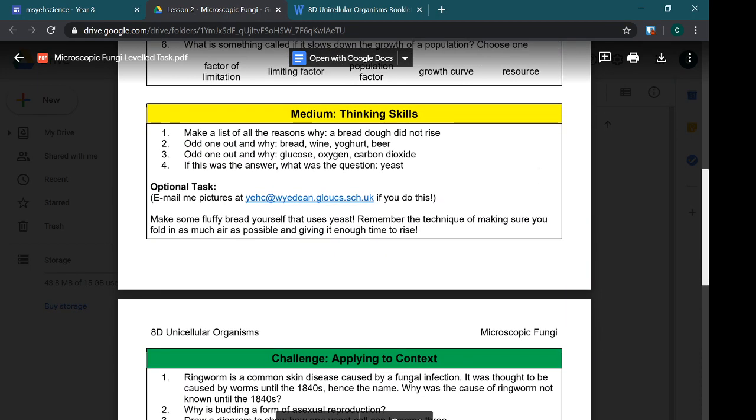And one thing that I would like you guys to do, and if you do this, make sure you send me a picture of what you've done, because I'll put it on Twitter. That'd be really awesome. If you make bread using yeast and do that technique where you fold in as much oxygen as possible, so they can perform respiration as much as possible to make nice fluffy bread.